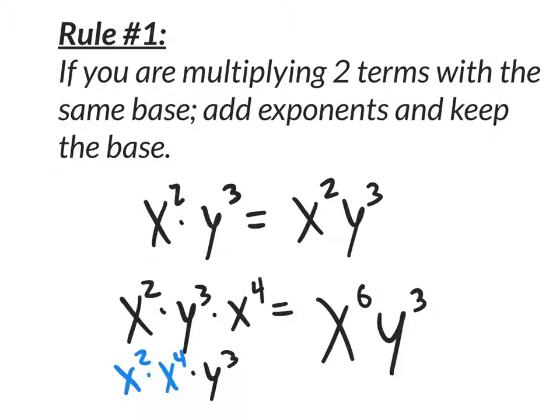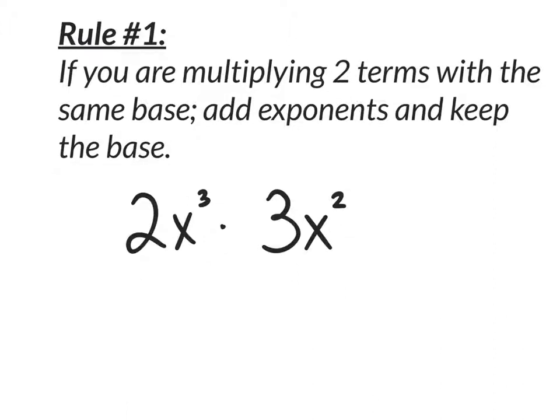Let me give you one more example using this rule. Let's say you have 2x to the third times 3x to the second. So right here, you could rearrange it. I mean, most of the time, once you get good at this, you'll just be able to get the answer 6x to the 5th. But right now, because we're seeing it for the first time, it'd be good to rearrange it. Let's put the coefficients, the numbers, 2 times 3. Let's put the numbers together, and then bring down the x to the third times x to the second.